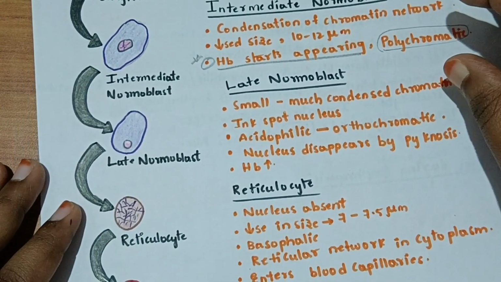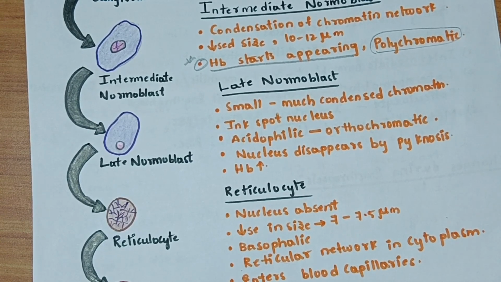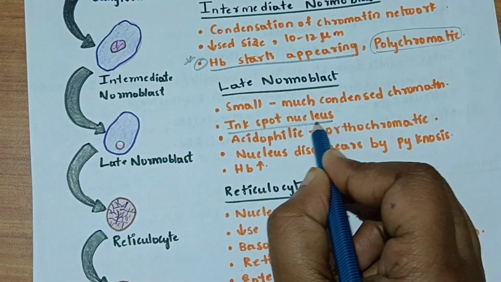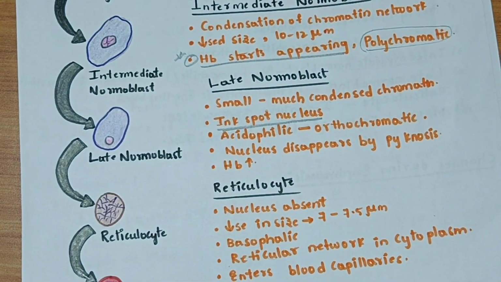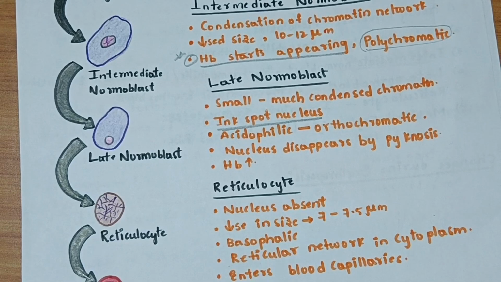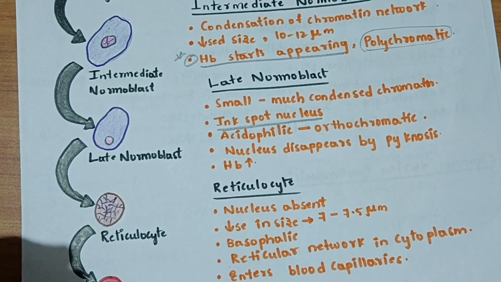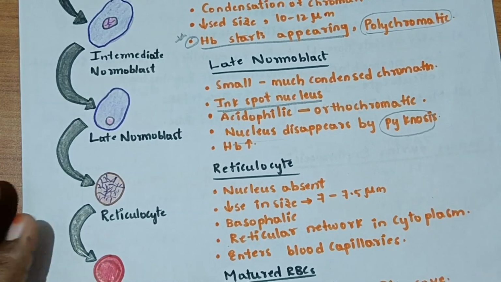And now the late normoblast. It is comparatively even more decreased in size, reduced in the size of cell, even the nucleus. The nucleus here appears as an ink spot nucleus. So the nucleus gets reduced, and as it matures it disappears. The nucleus disappears by pycnosis, it is a process.